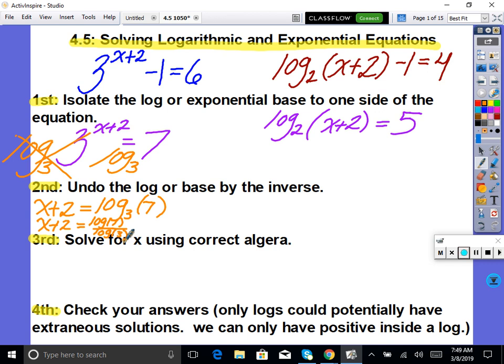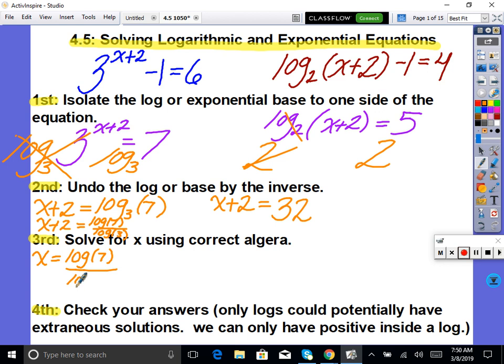Let's do that same step here. Undo log base 2 with a base 2. So base 2 raised to the log base 2 cancels out. So we have x plus 2 is equal to, now remember this is not 2 times 5. That's a base 2 raised to the 5th power, which is 32. And now we've done our second step. The third step is to solve for x using correct algebra. So why don't we just subtract 2? So we would have x is equal to log of 7 divided by log of 3 and then minus 2. That would be your answer.